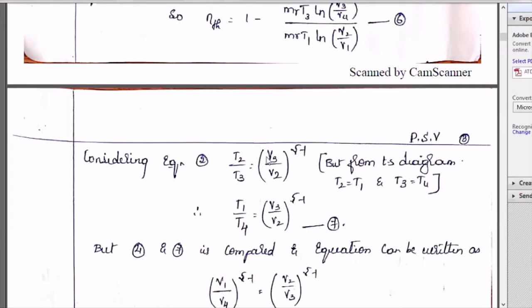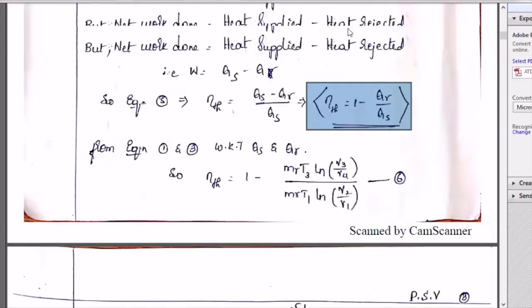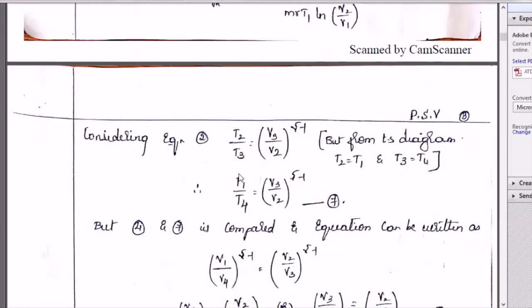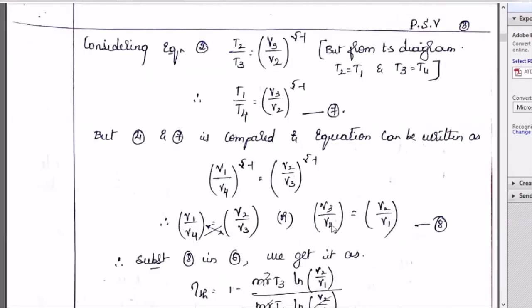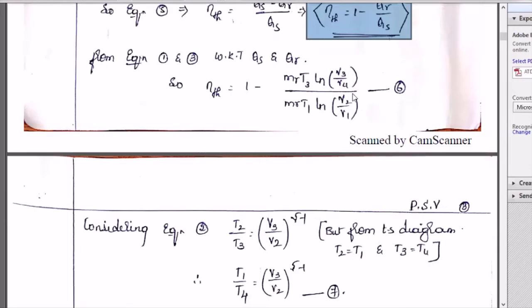This I will write in this form, because T2 is equal to T1 and T3 is equal to T4 in the TS diagram that we all have seen. As isothermal temperatures are constant, instead of T2 I can write T1, instead of T3 I can write T4. So observe equation 7 with equation 4. Here it is T4 by T1, here it is T1 by T4. So both are reciprocals, reciprocally equal. V1 by V4 is equal to V3 by V2, I will write it as V2 by V3, the reciprocal of this, to the power of gamma minus 1. As these two prove the same, V3 by V4 and V2 by V1 are equal, I can cancel out V3 by V4 and V2 by V1.